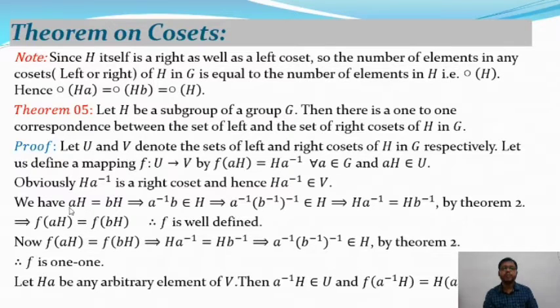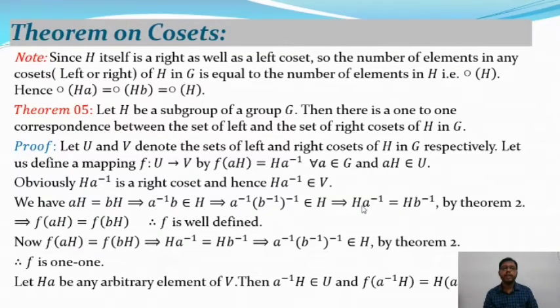So we have aH = bH, and from the previous theorem we have a inverse b belongs to H. This implies, you know, that b inverse of inverse equals b. So this relation implies a inverse times b inverse of inverse also belongs to H.